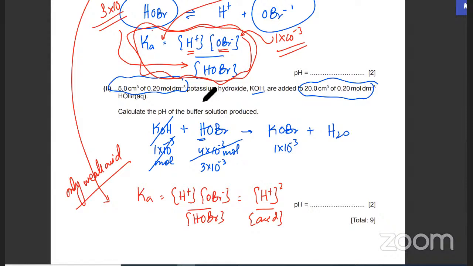The other one is if you just have a weak acid, it's going to be the same expression, but now this ion and this ion will have equal concentration. And in that case, it's going to become H plus 1 squared.